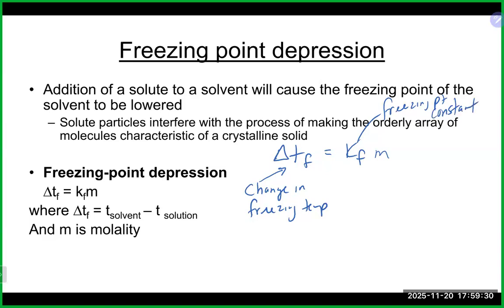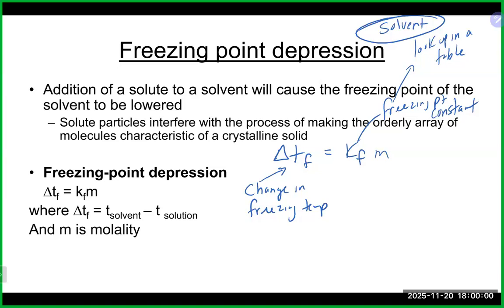And the freezing point constant is a value you look up in a table. And it's really important as well. Sometimes people go to the table and try to look up the freezing point constant and they go, I can't find it. And the reason they can't find it is because they are looking for the freezing point constant of the solution, but the freezing point constant is actually for the solvent only. So that is what you actually would be looking up in that table.